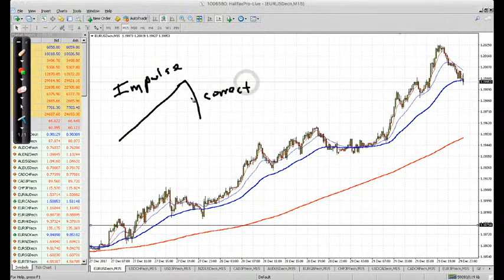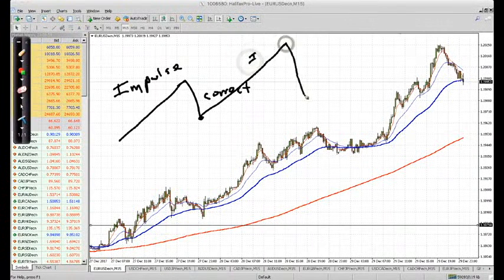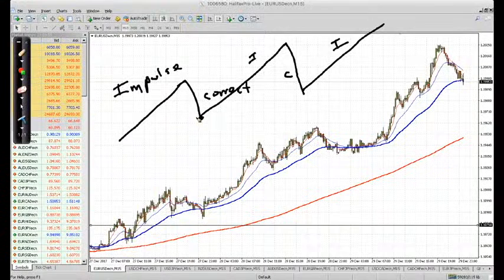The corrective wave will end at some point before the next impulsive wave, and the next corrective wave, and the next impulsive wave, and it continues. All right, the trend continues. So again, I like to use a metaphor of breathing. This is breathing out, breathe in, breathe out, breathe in, and breathe out.